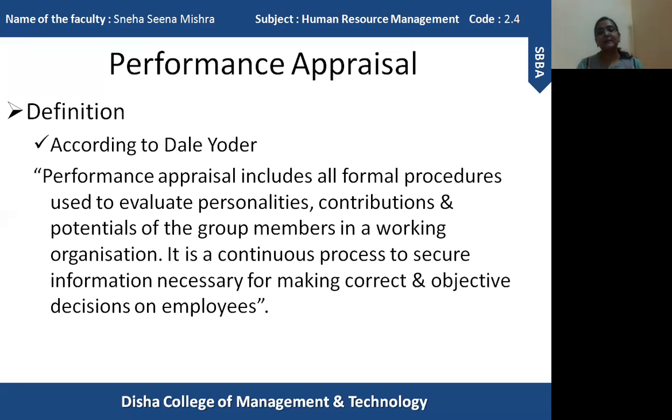So this is the basic introduction, like meaning and definition. Now I am going to explain the features of performance appraisal.